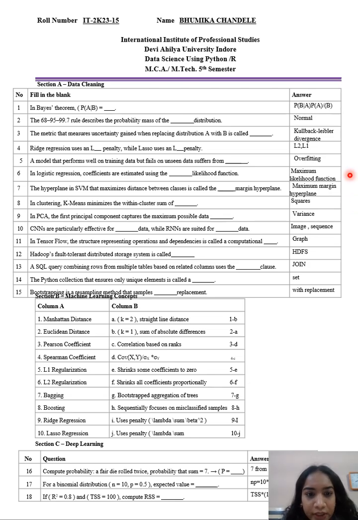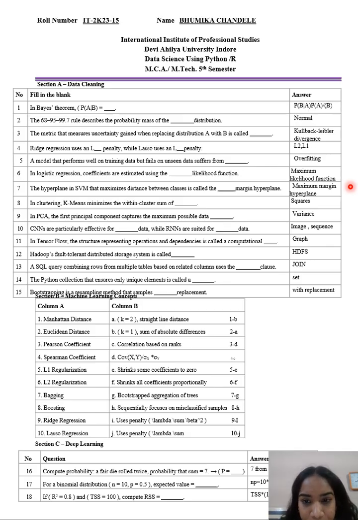Sixth question: in logistic regression, coefficients are estimated using the dash likelihood function. The answer is maximum likelihood, because logistic regression uses maximum likelihood estimation to find coefficients that make observed labels most probable under the model.